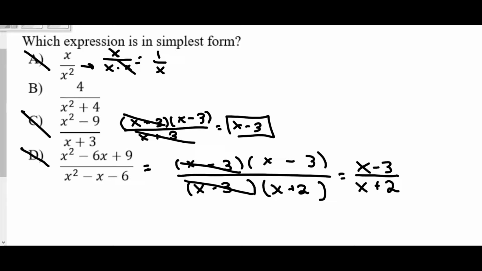Let's look at option B. Obviously, that's the answer because it's the only one remaining, but let's look at why. We have 4, that's just a number, over x squared plus 4. There's nothing we can do that's binomial. X squared and 4 are perfect squares. However, there's no difference, so you can't break that up anymore. So the answer is B.